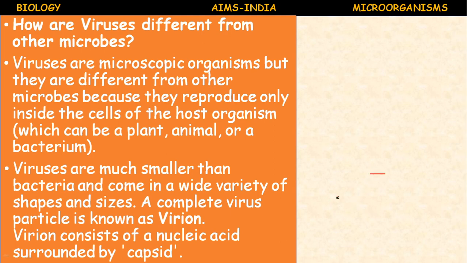Okay, what is a virus particle known as? Virion. A virion consists of only nucleic acid. Nucleic acid means either DNA or RNA, which is surrounded by a protein coat called capsid. So for example, this is a DNA, surrounded by a protein coat called capsid. It is a virus. How simple is the structure of viruses.